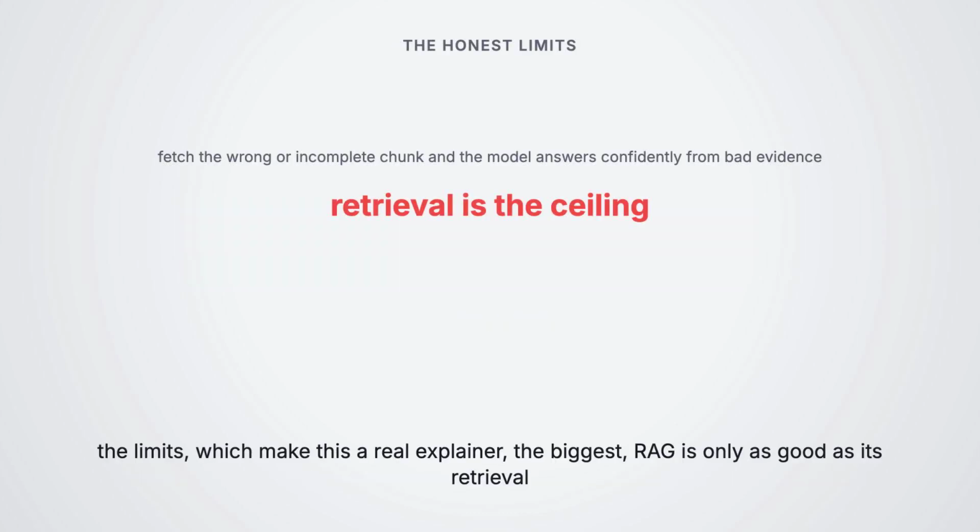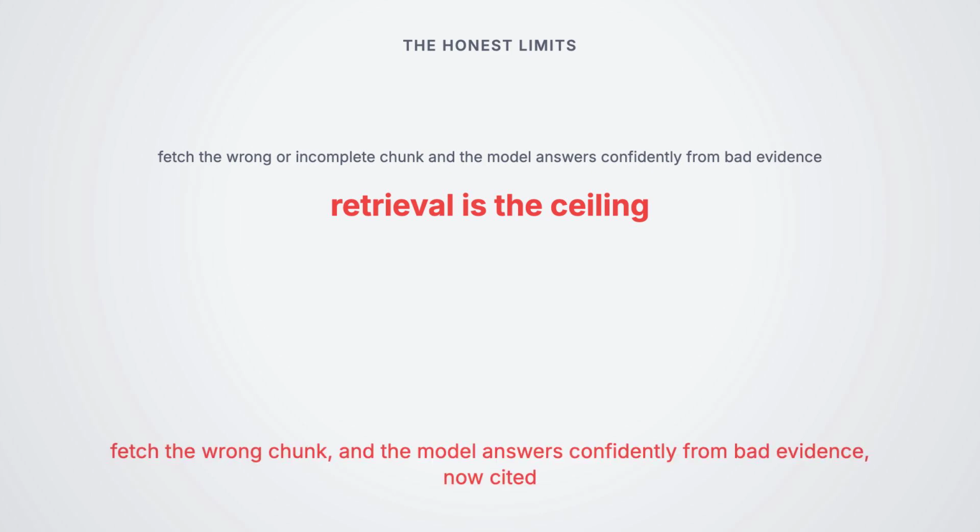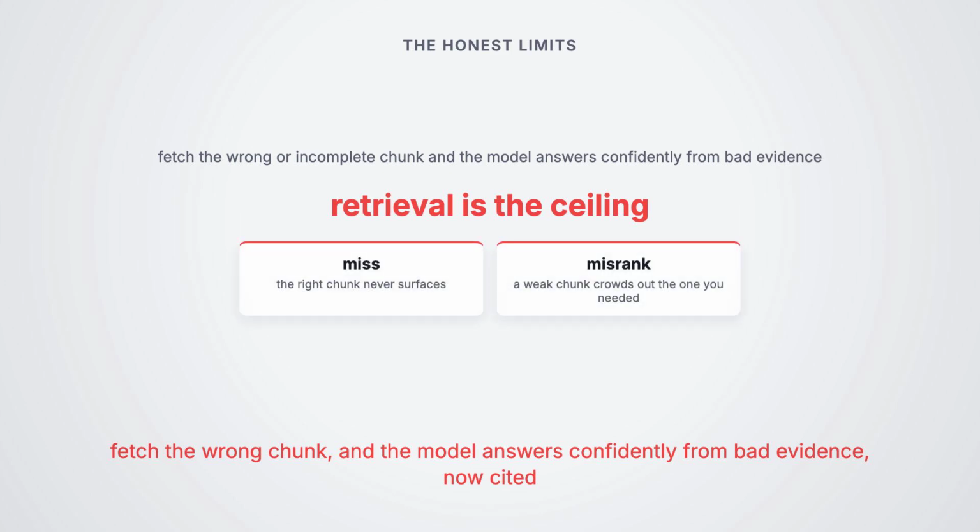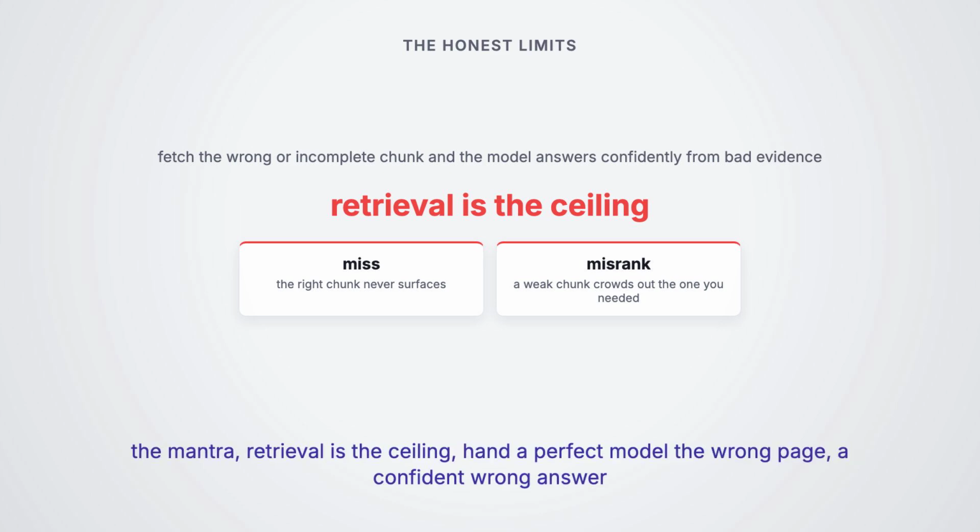Now the limits, which are what make this a real explainer instead of an advertisement. The biggest: RAG is only ever as good as its retrieval. Fetch the wrong or incomplete chunk and the model answers confidently from bad evidence, and now that answer is cited, so it looks more trustworthy while still being wrong. Retrieval can miss, where the right chunk never surfaces, or misrank, where a weak chunk crowds out the one you needed. The mantra: retrieval is the ceiling. Hand even a perfect model the wrong page and you get a confident wrong answer.